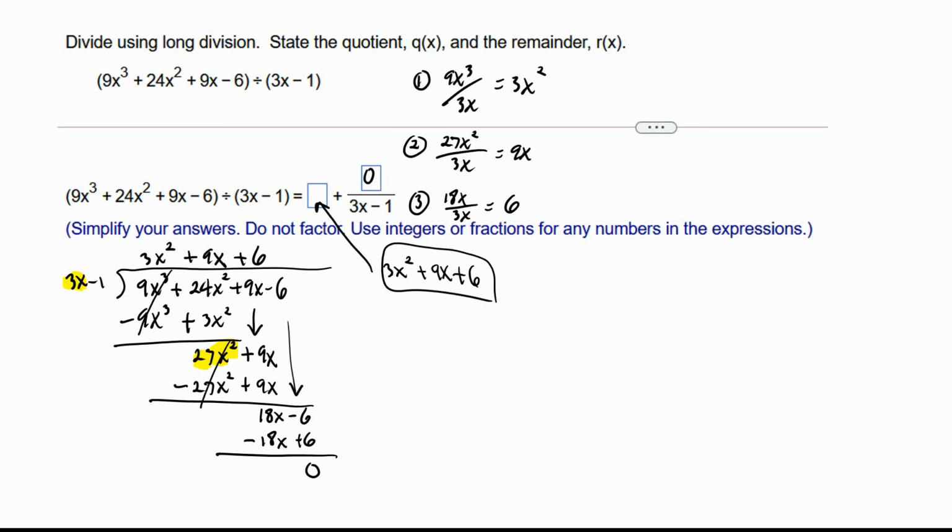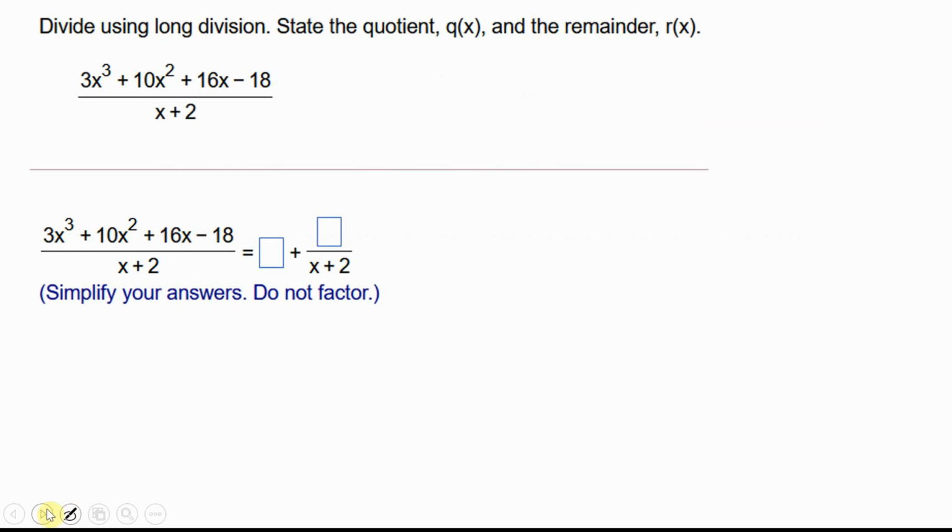Well, let's see if we can work somewhere we get a remainder that's not 0, right? Remainder 0 is the perfect world. Let's see what happens to this one. So x plus 2 divided into, again, all the terms are listed in descending order. So this is 3x to the third. There's no missing terms. Plus 10x squared plus 16x minus 18.